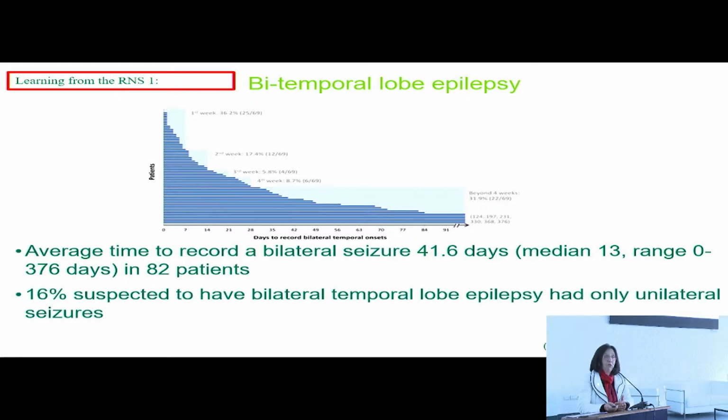And also, there were patients where, from the scalp, the epileptologist was convinced they had bilateral temporal lobe epilepsy, most of them probably without an implant, and then they only had unilateral intracranial seizures. So be aware that what's happening in the brain and outside the brain may not always correlate. And then I want to talk about this patient, which brings up what happens if you have therapies like that.